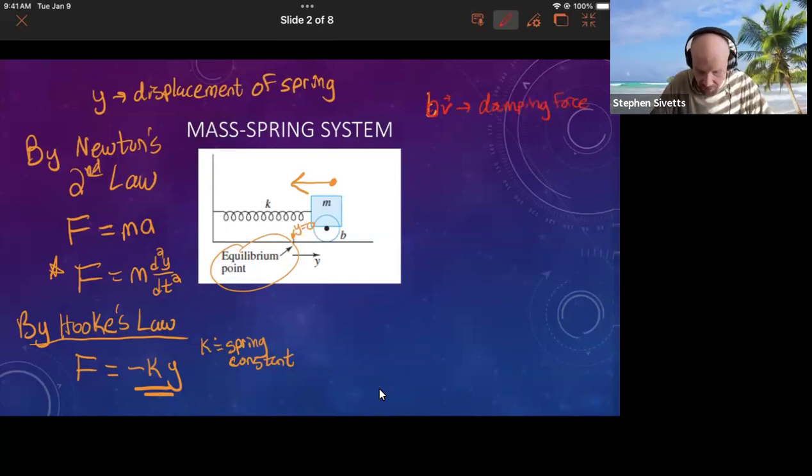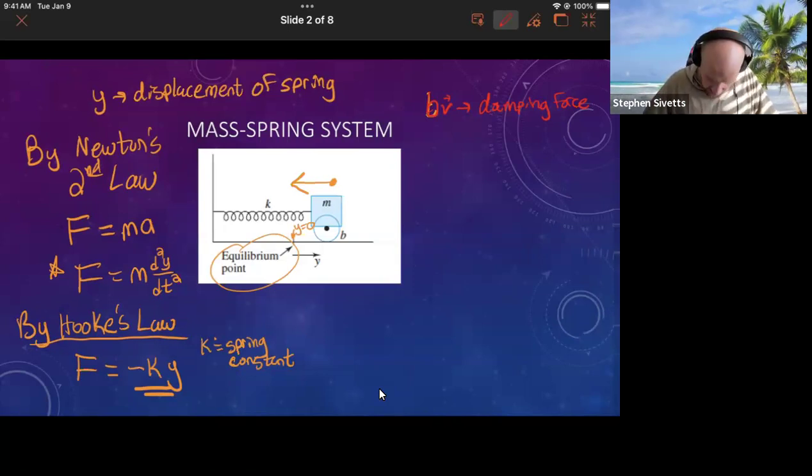The damping force is similar to when you walk in a swimming pool towards your friend. You'll see that the motion is slowing you down as you walk toward the other end of the swimming pool or your friend. So it's a similar force that's acting against that spring, and that's what causes the spring to slow down.